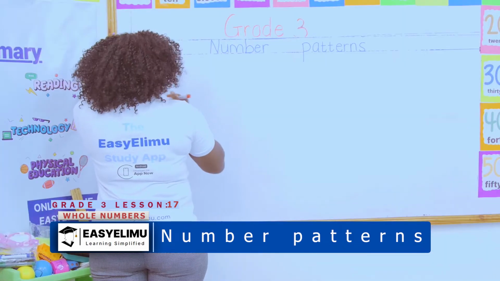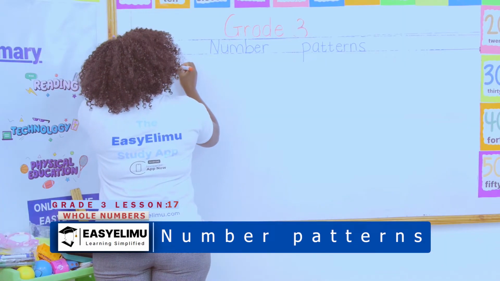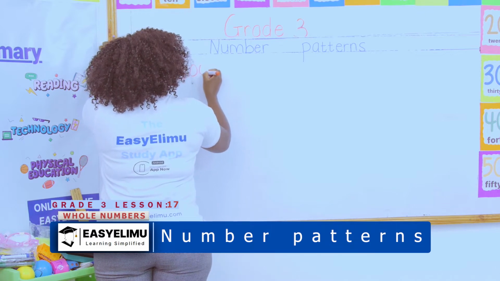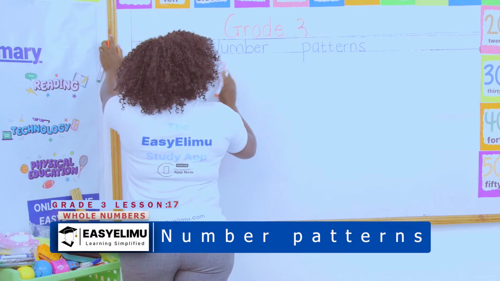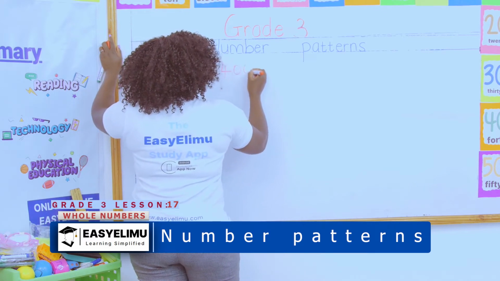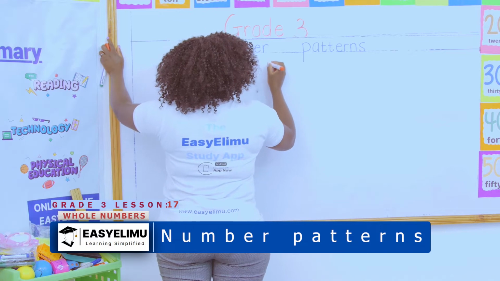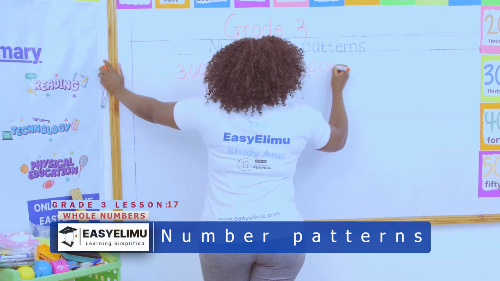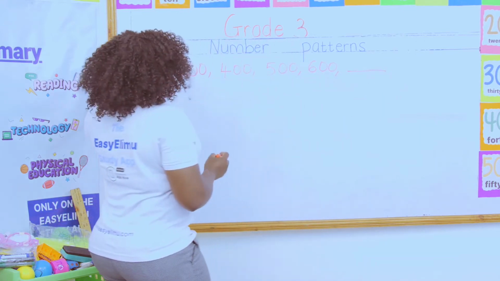Counting forward in hundreds, and our number starts with 300. Then after 300 we go to 400, 500, 600, and you're told now fill in the missing numbers.